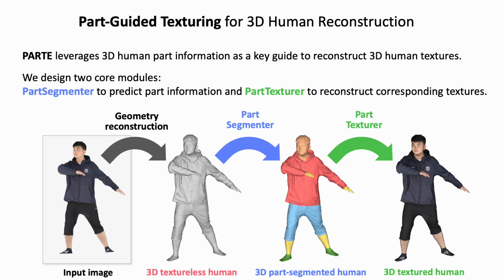To address the part misalignment, our PARTE explicitly leverages 3D human part information as a key guide to reconstruct 3D human textures. In PARTE, there are two core modules, Part Segmenter to predict part information, and Part Texturer to reconstruct corresponding textures.